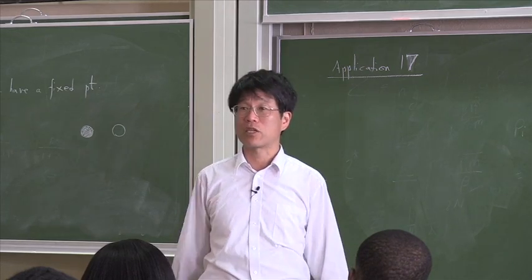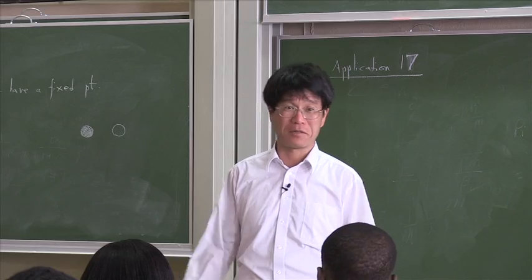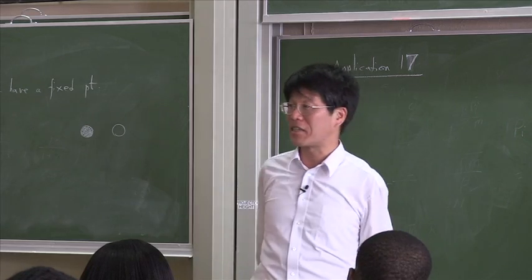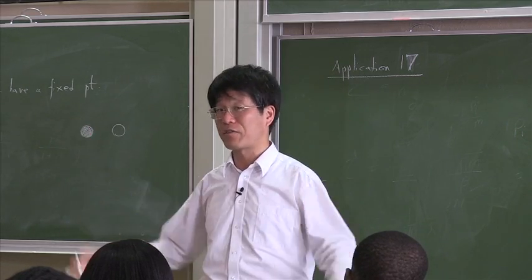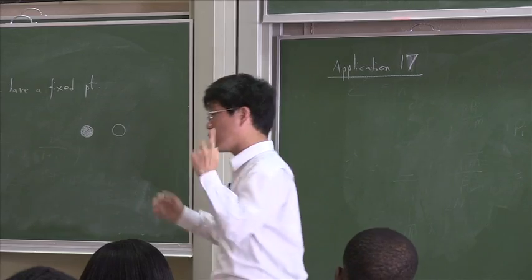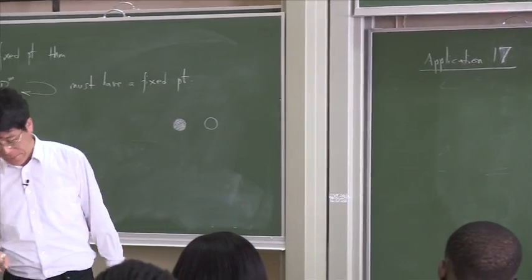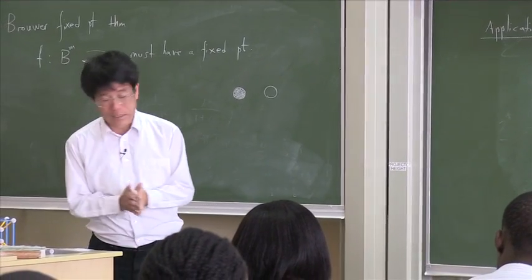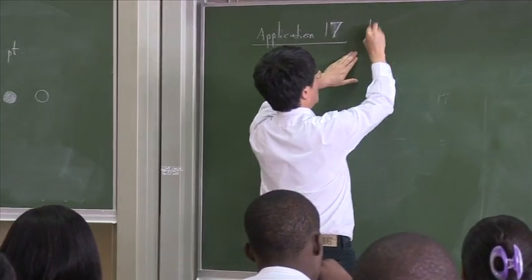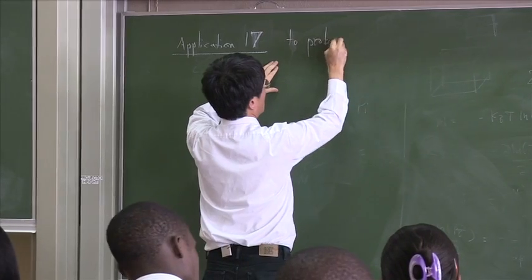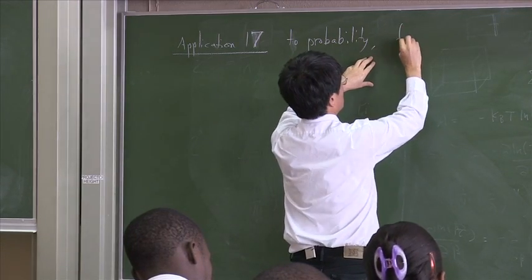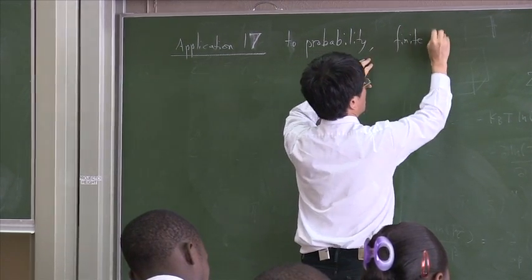So what people do is to keep using the tools that everyone else is using. Well, if you do that, you're competing with everyone else, and what are the chances that you win against thousands and tens of thousands of other people? But if you do something different, you have a much better chance. Okay, so application, this is going to be applied to probability. To be precise, to what is called finite Markov chains.